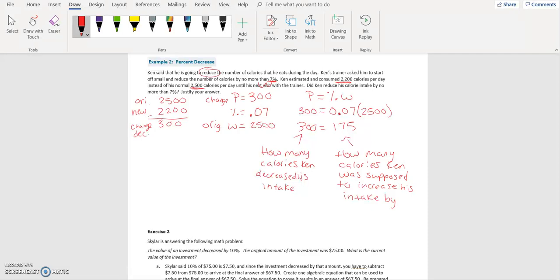So no, Ken reduced his intake too much. 300 is not equal to 175. Okay, it's not equal to it.